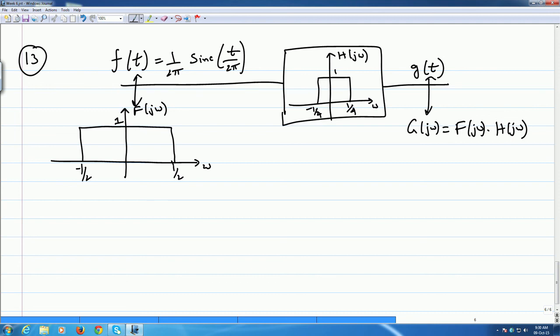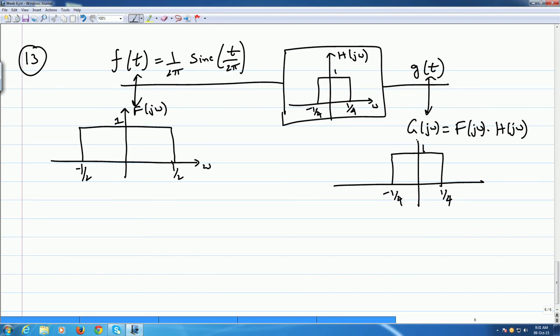If you multiply these two things, you're simply going to get the same, right. So, minus half to half, you multiply by this, it's 0 from minus half to 1 by 4, 0 from 1 by 4 to half, and it is 1 only between minus 1 by 4 and 1 by 4. So, what will survive is actually just minus 1 by 4 to 1 by 4 at height 1.